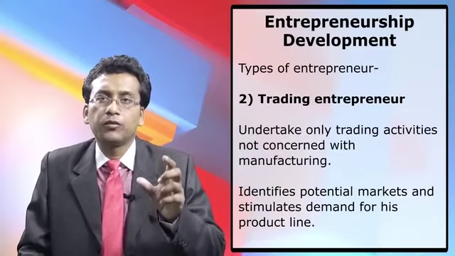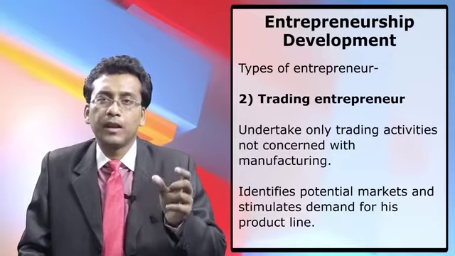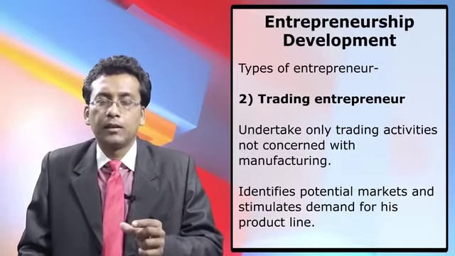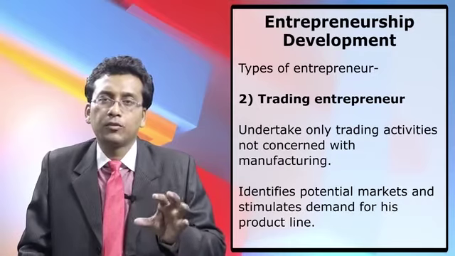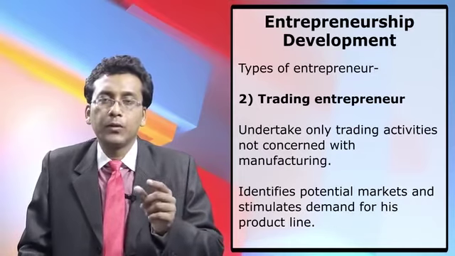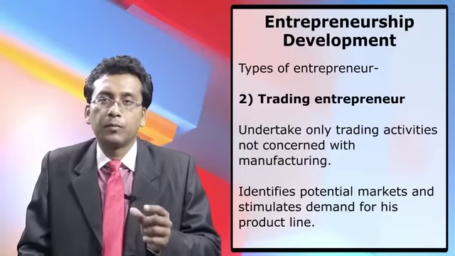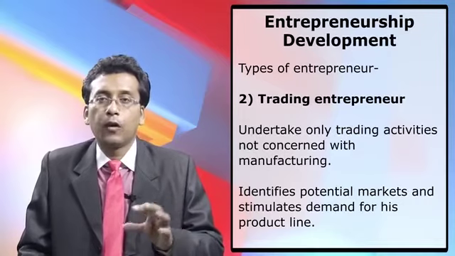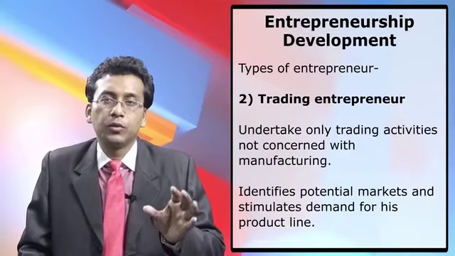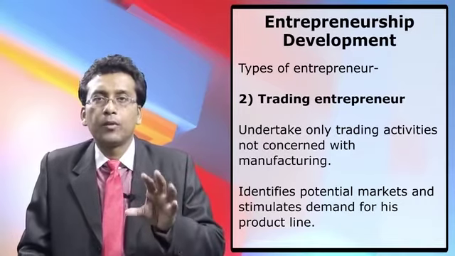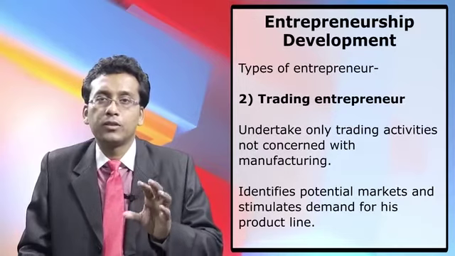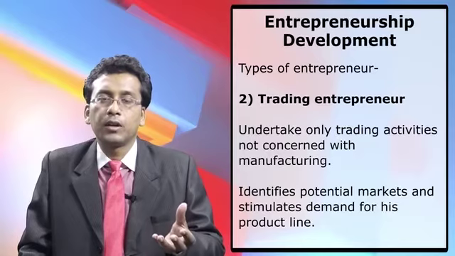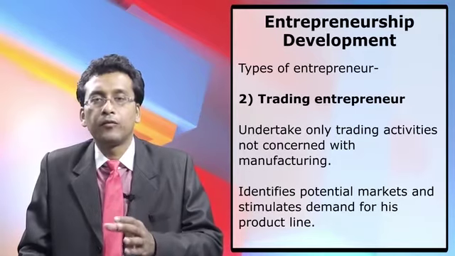Now when we talk about entrepreneurship and the trading entrepreneur, and in that context the product line, what exactly is a product line? Out of all the products which are there in the product mix, those which are closely related become a product line, or maybe they are marketed from the same type of outlet or fall in a similar price range. So those become the product line. Now the job of a trading entrepreneur here is to stimulate the demand for this product line. I think we move on from here.